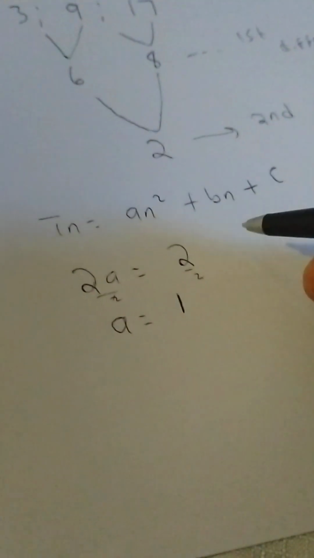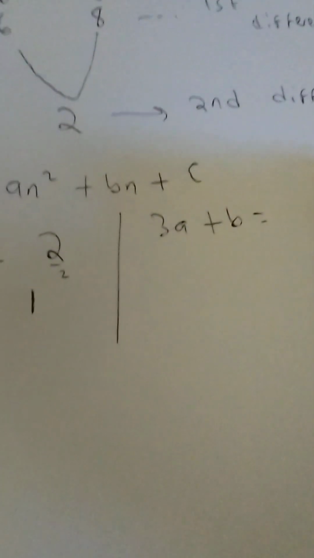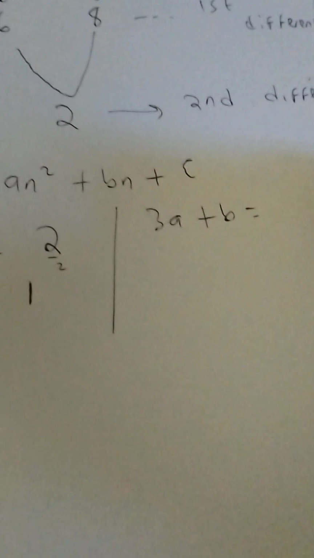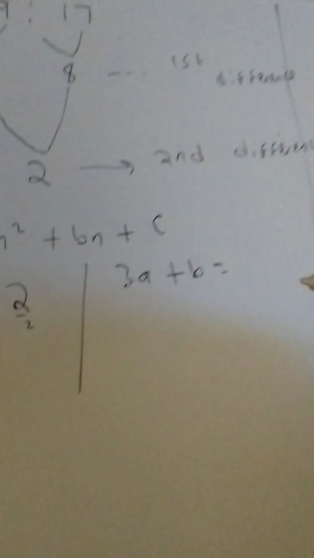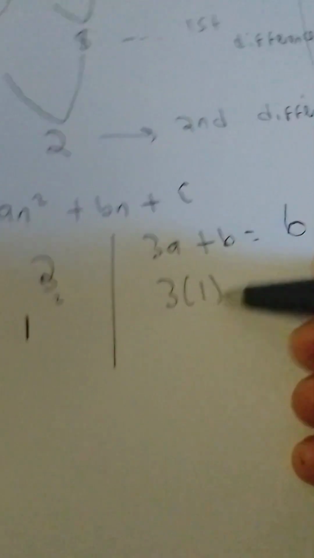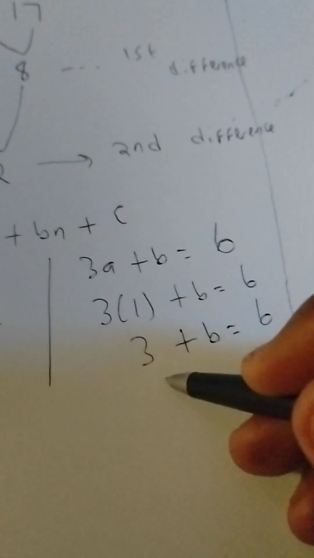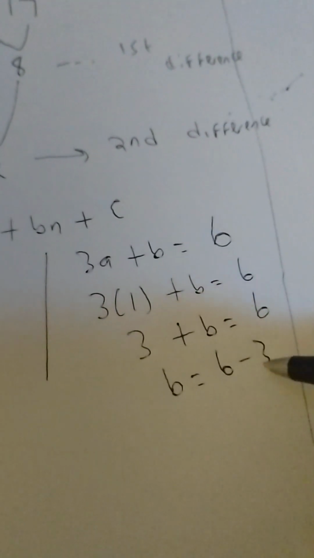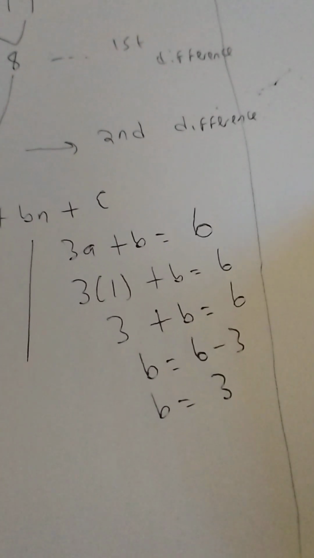Now we need to find b as well. To find b, 3a plus b is equal to the first difference between T1 and T2, which is 6. So 3a plus b equals 6. What is our a? Our a is 1, so 3 plus b equals 6. In other words, my b will be 6 minus 3. So b equals 3.